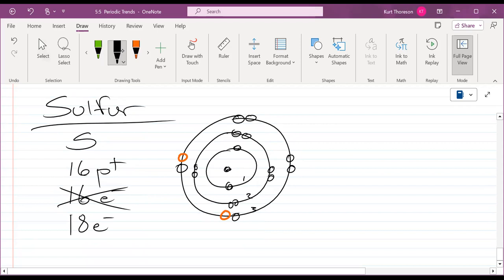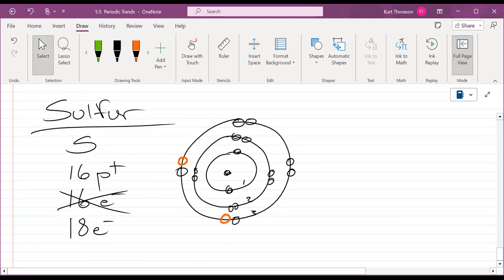Here's my next question, Isabella. Now that this is an ion, does it have more protons or electrons? By how many? How many more electrons than protons? So what is sulfur's new charge? Which one? Yes.